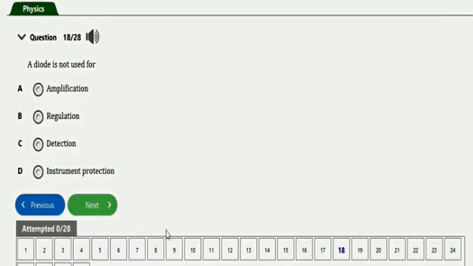The next question will be this one. It says the bond between silicon and germanium is... I think we've answered this question already. The right option is option C, which is covalent. Okay, the next repeated question will be this one.